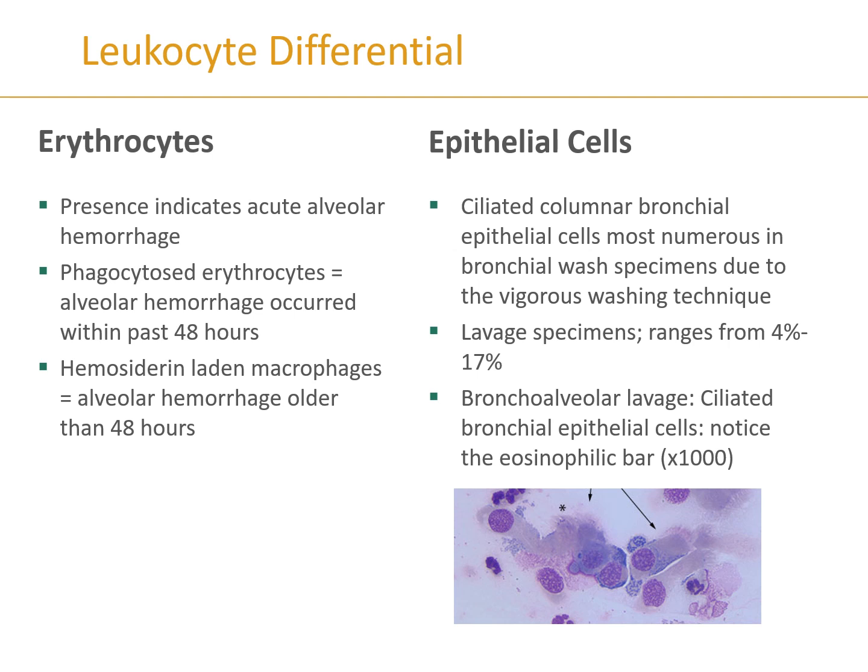When looking for the presence of epithelial cells, you're looking for ciliated columnar or bronchial epithelial cells. These are going to be the most numerous cell present in any sort of bronch wash specimen, and that's just because of the technique of washing the cells. You think of the inside of a washing machine. If stuff's sloshing around in there, then it's going to stir up some cells. So these cells are going to be present at about 4 to 17% of the cells.